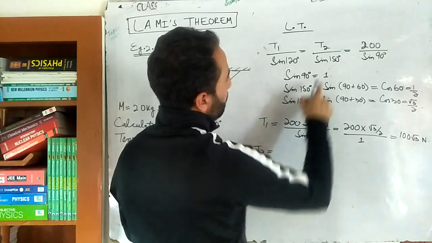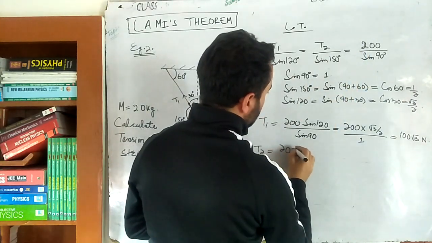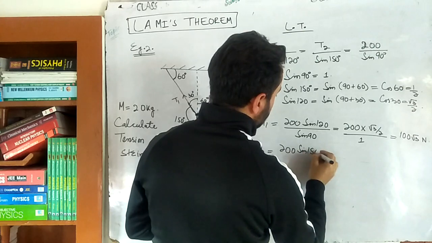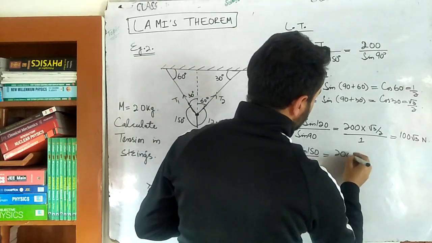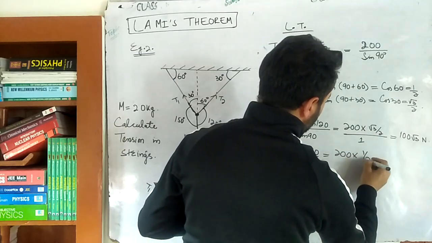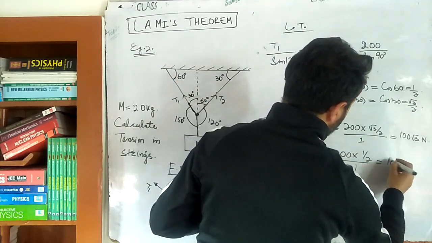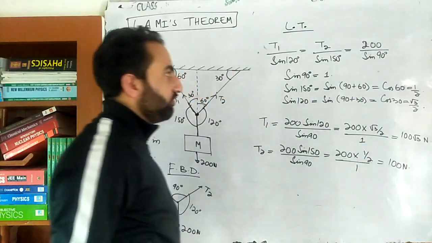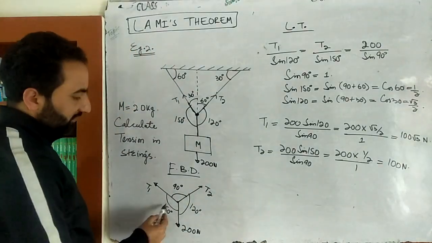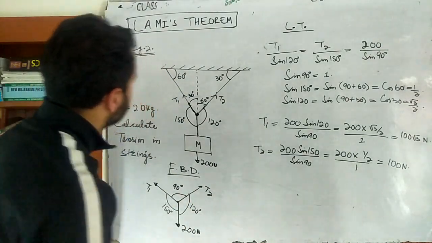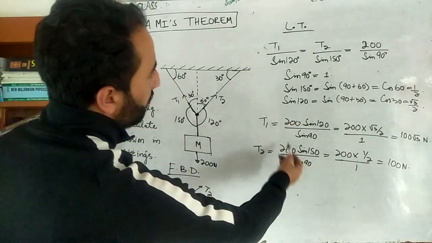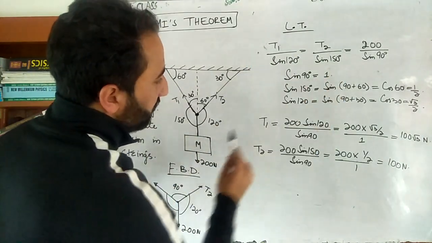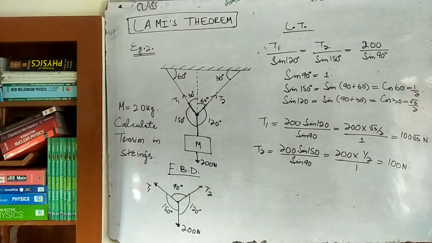Then T2. Now equate this and this. 200 sine of 150 over sine 90. 200 sine 150 is 1 by 2 divided by 1, so that is equal to 100 Newton. And in this very case T1 and T2 are not the same. The reason is this, that this angle and this angle are not the same. Okay, so हो गया simple free body diagram, Lami's theorem, equate first third, second third, calculate T1 T2, simplest procedure. तो लिखो बेटा.